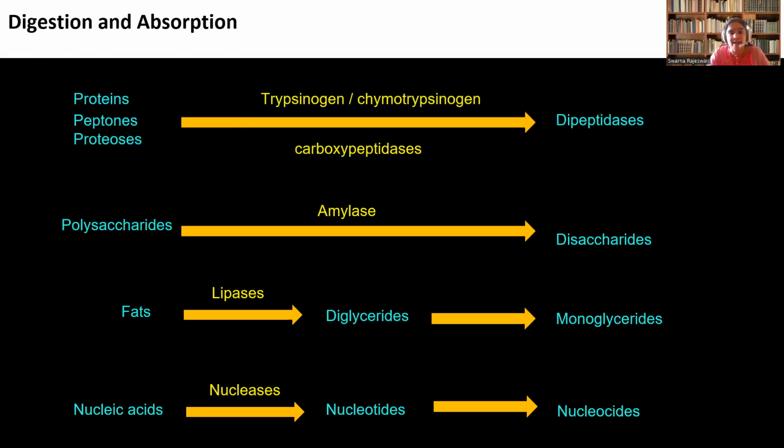Again I am repeating: trypsin, chymotrypsin, as well as carboxypeptidases convert proteins, proteoses, and peptones into dipeptides. Amylase acts on the polysaccharides and converts them into disaccharides. Then lipases act on the fats and convert them into diglycerides, which are later converted into monoglycerides. Then nucleases act on the nucleic acids and convert them into nucleotides, which are later converted into nucleosides. These are also not the complete products of digestion. They have to be further digested.